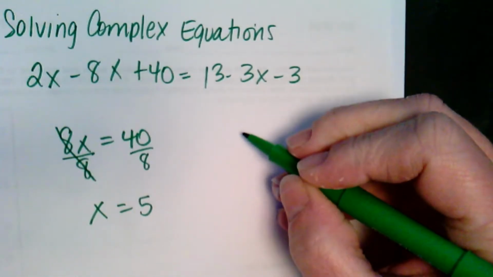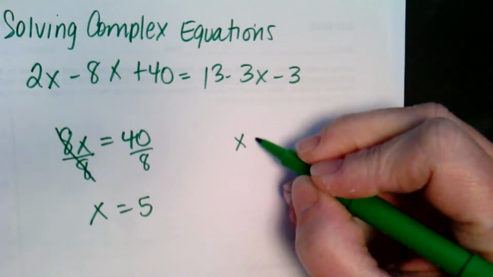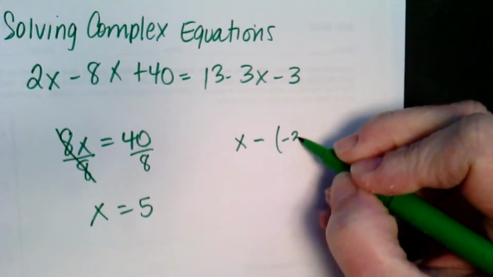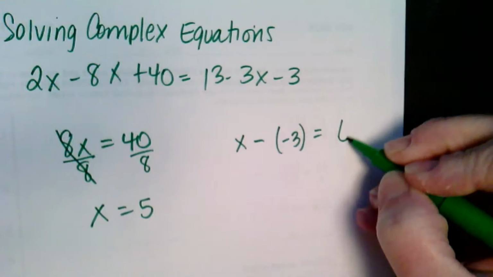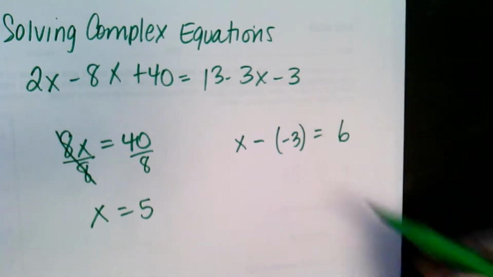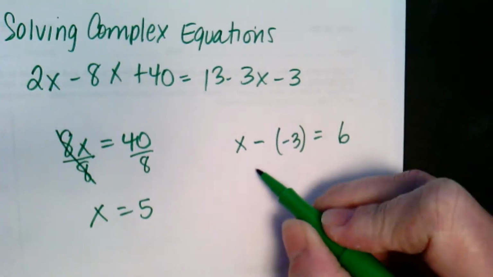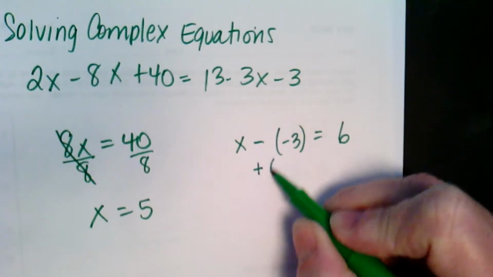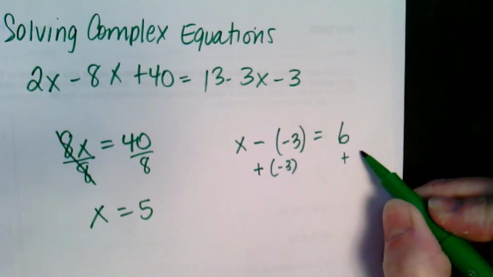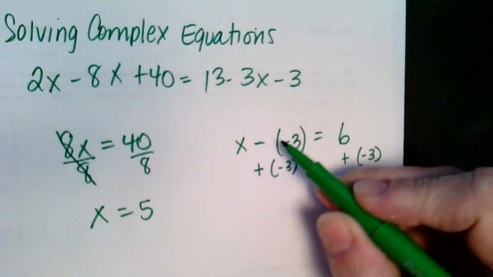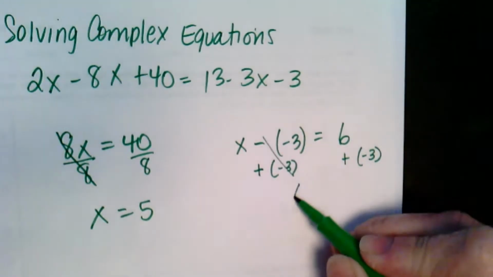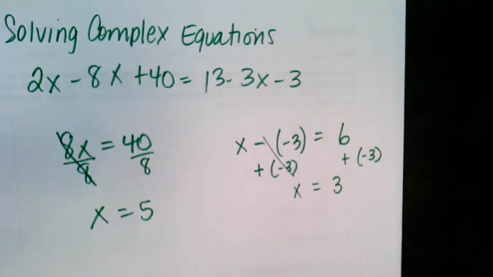Same thing goes for addition. They are subtracting a 3, so I'm going to add a 3 to both sides. That cancels each other out, and then we're left with 3 on the other side.